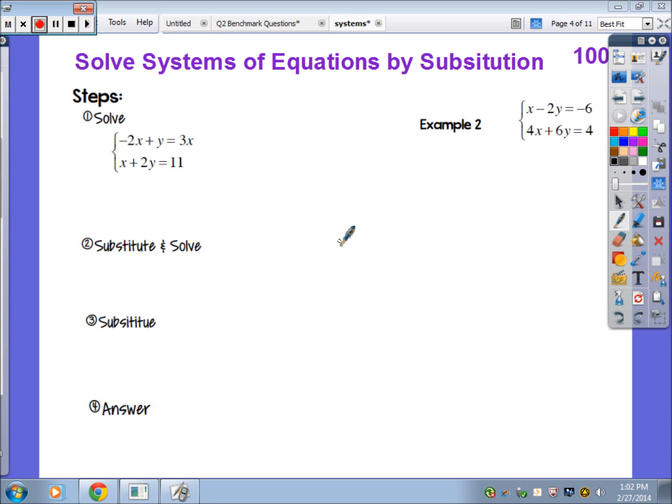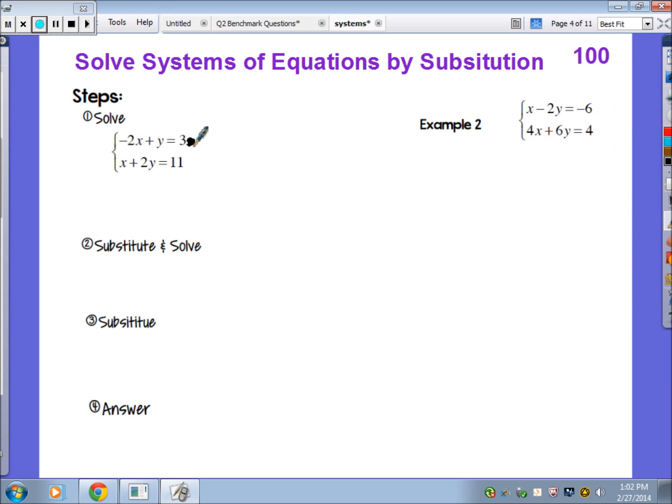All right, we're going to solve systems of equations by substitution. We're on page 100 in our notebook. Looking at our notes, the first thing we have is a system of equations, what we've been doing. Negative 2x plus y equals 3. Let's get rid of that x. It shouldn't be there. It's a typo. So just cross it out. If you have whiteout, use that. It just shouldn't be there.